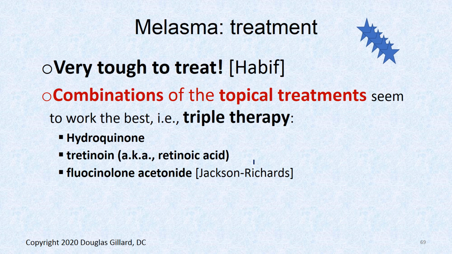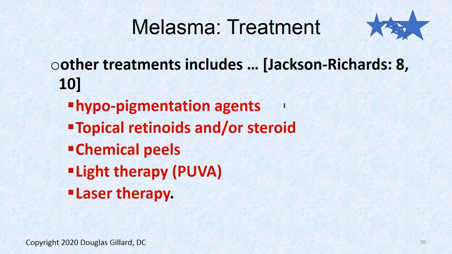Unlike the port wine stain, this one's tough to get rid of. Combined therapy or a triple therapy seems to be the treatment of choice, and that's a combination of hydroquinone, tretinoin or retinoic acid, and fluocinolone acetonide. There's some other ones as well, some other research. There's some hypopigmenting agents, topical retinoids with steroids, chemical peels, PUVA therapy. That has some radiation involved with it. I'm not a big fan of that one.